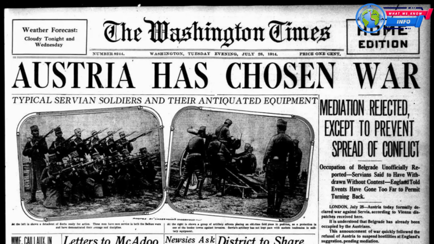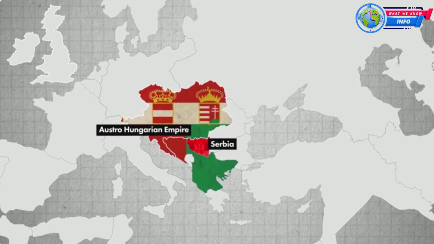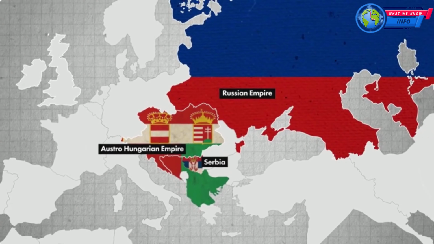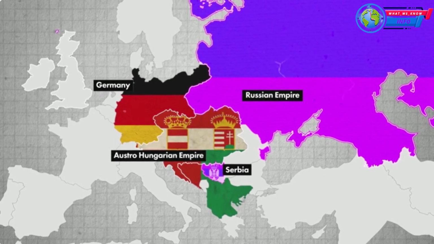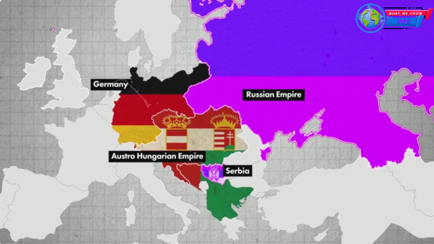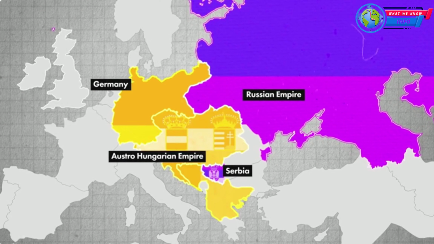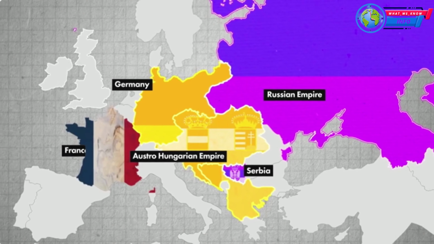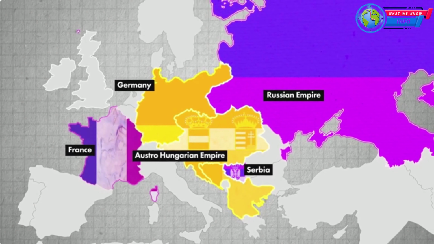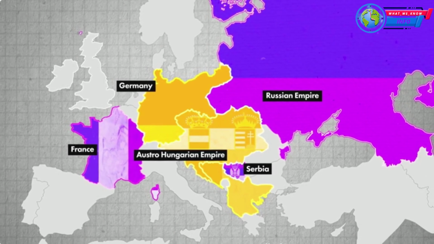The Austro-Hungarian Empire was furious about the assassination. They blamed Serbia and declared war on them. Russia stepped in to defend Serbia. When Germany saw Russia getting involved, they decided to help the Austro-Hungarian Empire. France then joined to support Russia and Serbia. This situation was shown in a drawing called the Chain of Friendship.